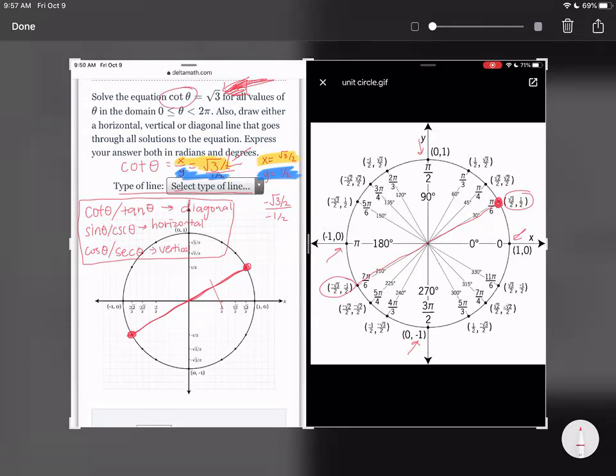Hopefully in the next example, they'll give us a sine, cosecant, cosine, or secant, so I can show you why it's a horizontal or vertical line. But for now, we selected the two points where the angle measurement cotangent would give us a radical 3. We just need to provide our answer in radians now. So let me circle the radian measures at those places.